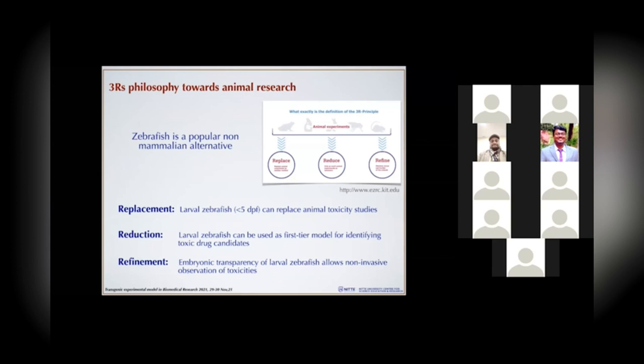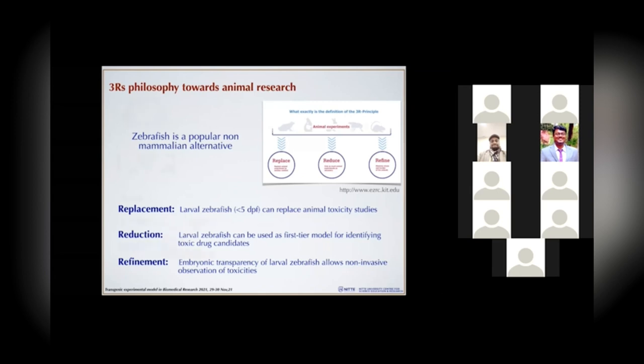You can use them to replace the animals that are used in toxicity studies. Reduction: you can use this same larval fish as a first trial model, so you can reduce the use of mammalian systems for toxicity studies and for drug screening. And refinement: you can use fish to refine your experiments in such a way that you can use a very non-invasive approach. As I go through my slides, you will understand how zebrafish is a very useful model when someone is trying to do a non-invasive approach in screening, in imaging, in understanding the development of organs and so on.